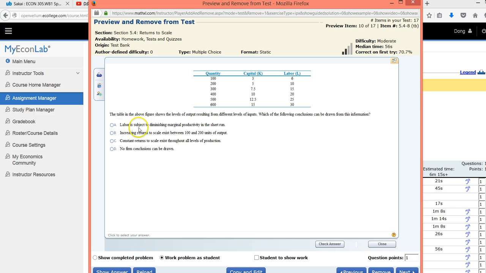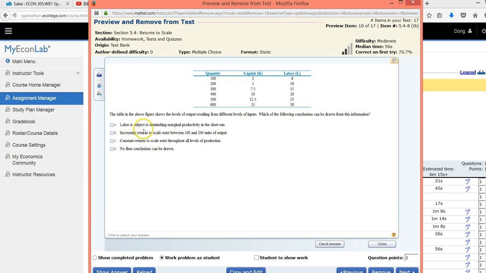A. Labor is subject to diminishing marginal productivity in the short run. The key phrase in this sentence is in the short run. In the short run, what's the definition of short run? Short run means that we have some fixed input. So normally the fixed input is the capital.